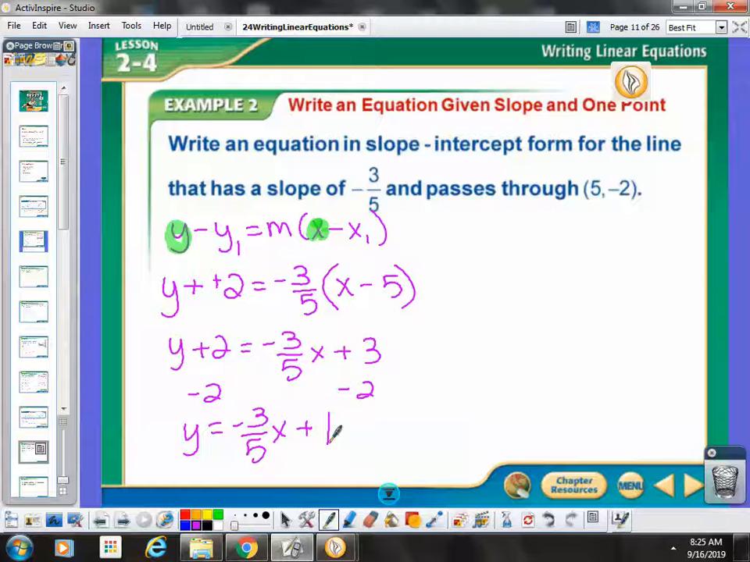Do you guys like that one better than slope-intercept form? You think so? Some people really like slope-intercept form, and that's fine. You can keep doing it that way. Others like point-slope form, and I'm okay with you using it too. I don't care which method you use. There's a little more leeway in Algebra 2. So this is our equation in slope-intercept form.